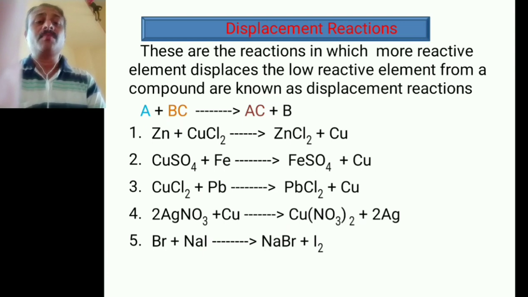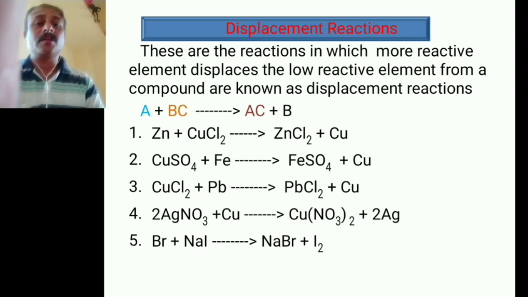As an example, take copper chloride, CuCl2. To this CuCl2, just add zinc, Zn. Zinc is more reactive than copper. So what will happen? The zinc displaces the Cu outside and combines with chlorine, forming zinc chloride, ZnCl2, and a precipitation of Cu takes place. Cu is displaced outside.